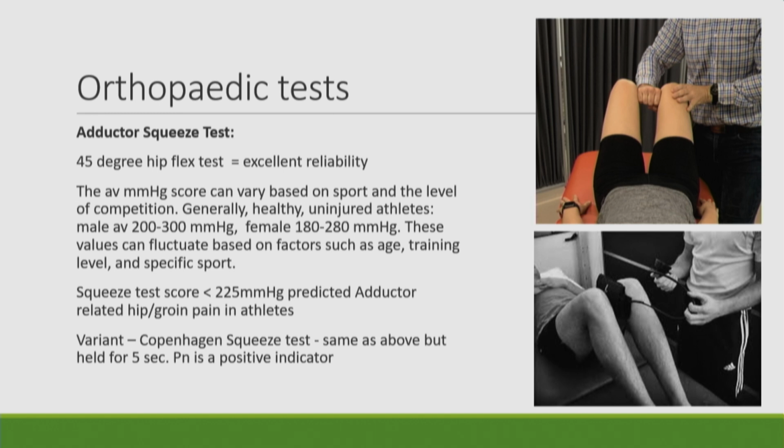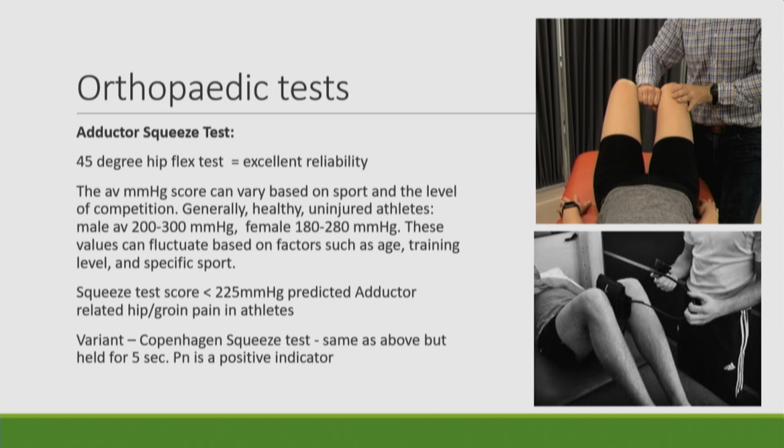So a squeeze test of less than 225 millimetres of mercury is considered that the person is at risk of developing some kind of hip and groin pain related injury. Basically, we're seeing 200 to 300 millimetres of mercury for males as normal, uninjured, and 180 to 280 for females. And that's slightly variable depending on the exercise participation, the specific sport, how strong they are, how much strength and conditioning they've done in the past, all those other factors.